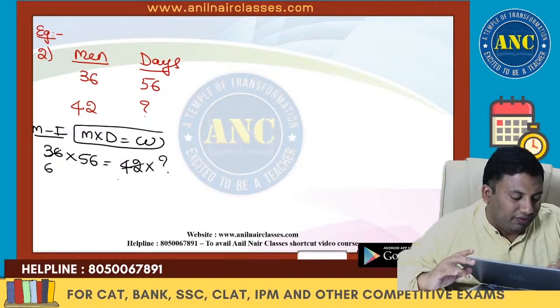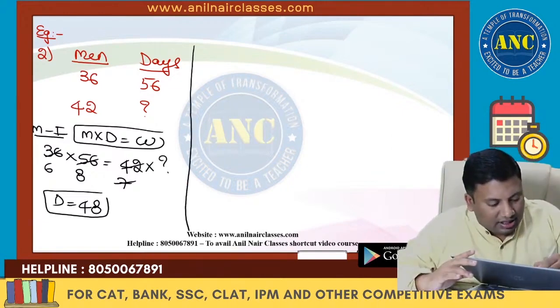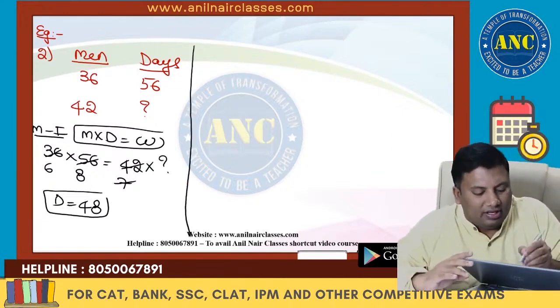6 6s are 36, 6 7s are 42, 7 8s are 56. So the answer is 48 days. This is nothing but the traditional method. Everybody will use this method.